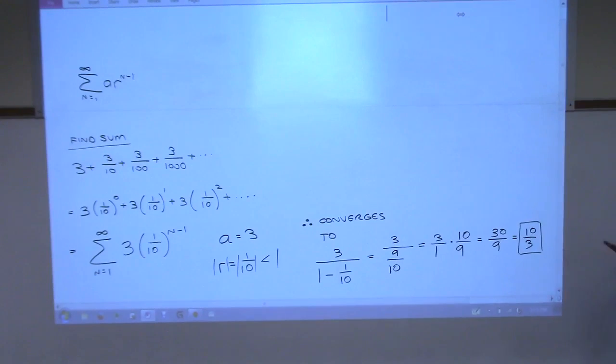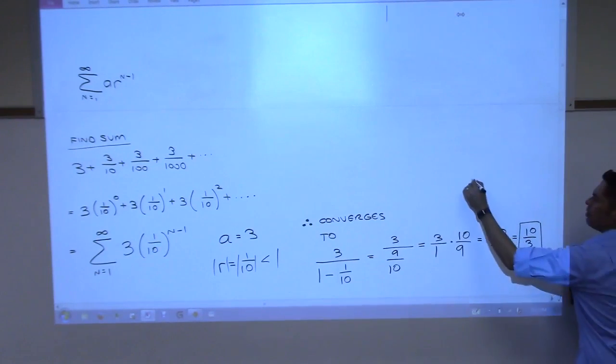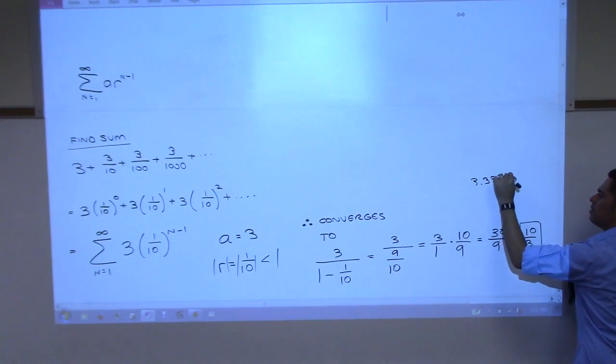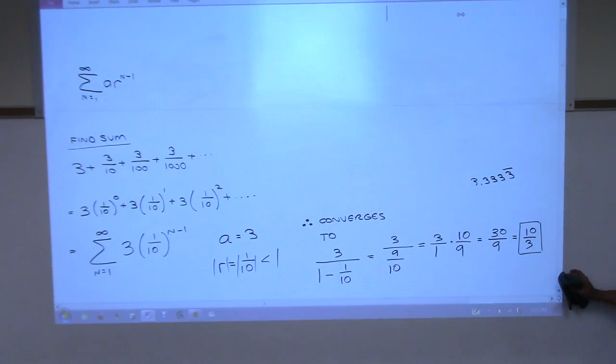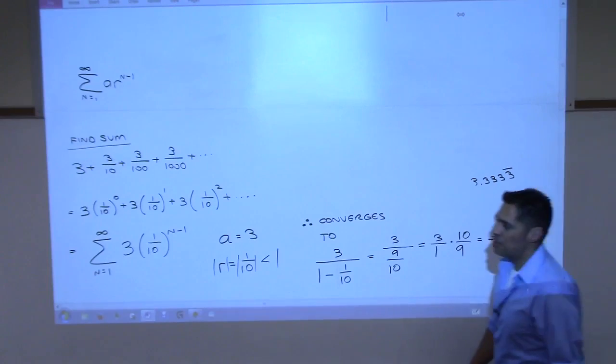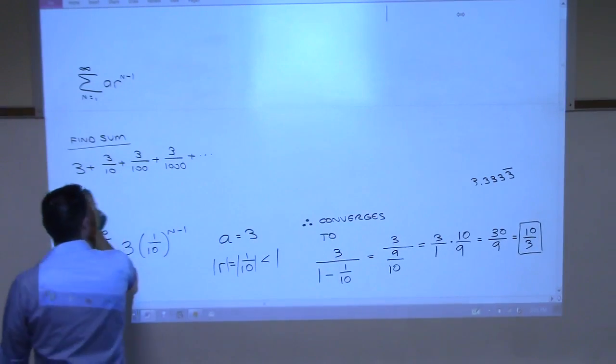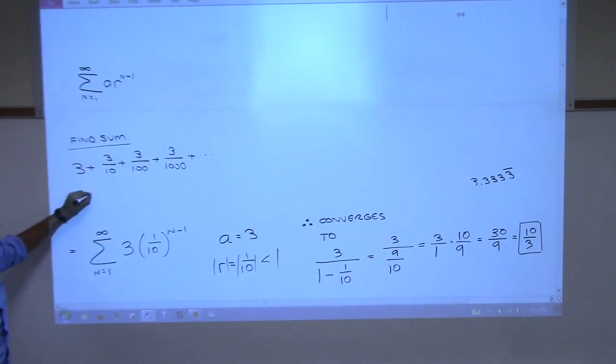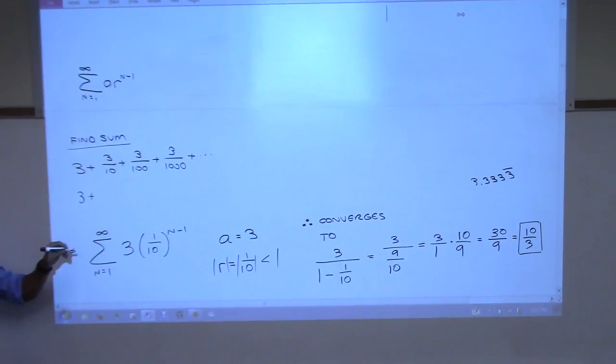That's the correct answer. That's the way you leave it, 10 thirds. Now, just for our own sake, isn't 10 thirds 3.3333 repeated forever? Yes. Isn't it? Can we convince ourselves that that's true? This is 3, right? 3 plus, what's 3/10 as a decimal?